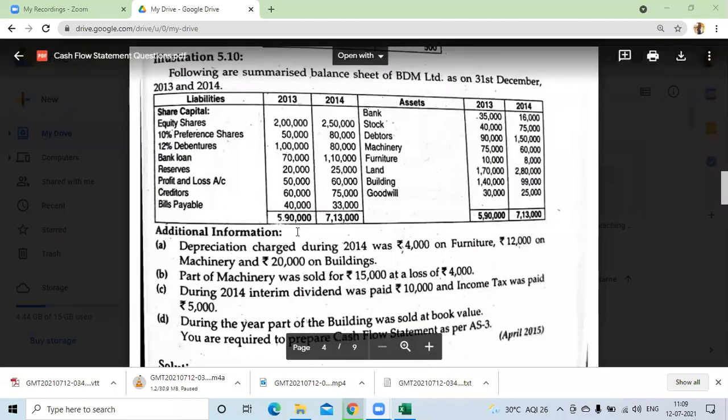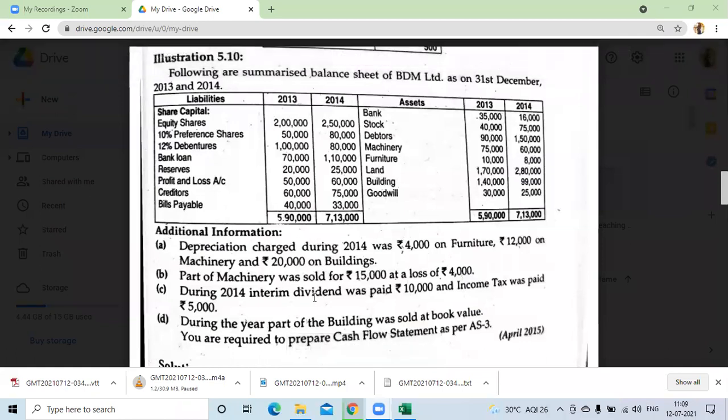Okay. So we have 4 adjustments now. Let's quickly complete these 4 adjustments also. Then we are done with the sum. Okay. Now see, depreciation charge during the year: 4,000 on furniture, 12,000 on machinery, 20,000 on building. So which is the first ledger that you have made? Ma'am, furniture. Come on, let's do furniture then.